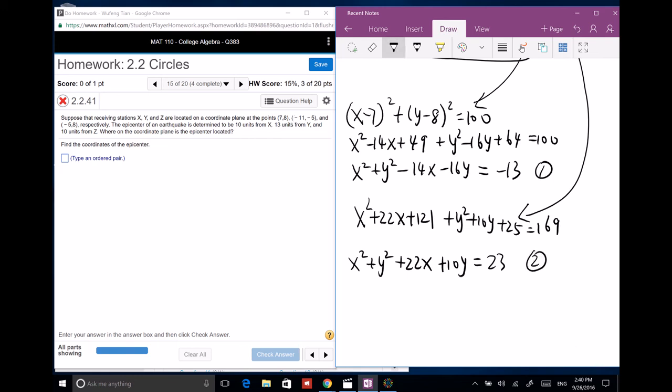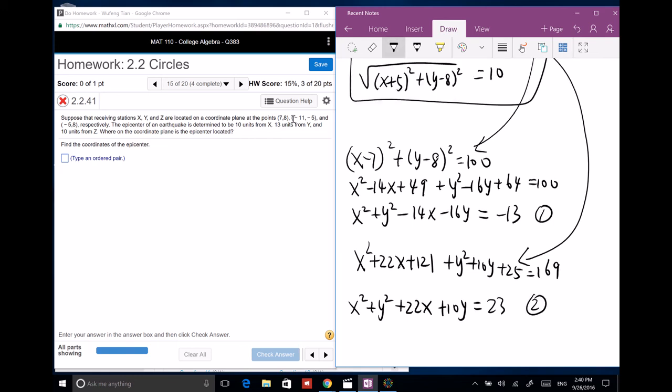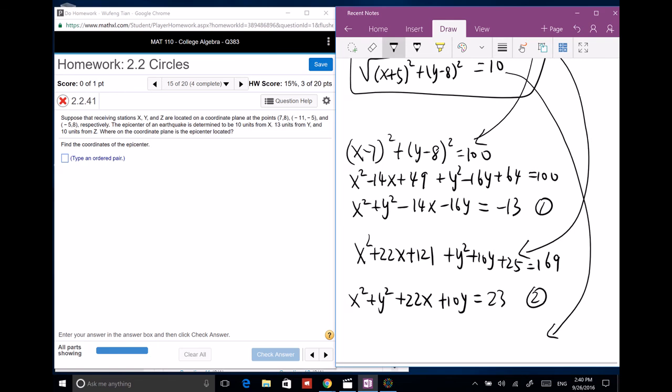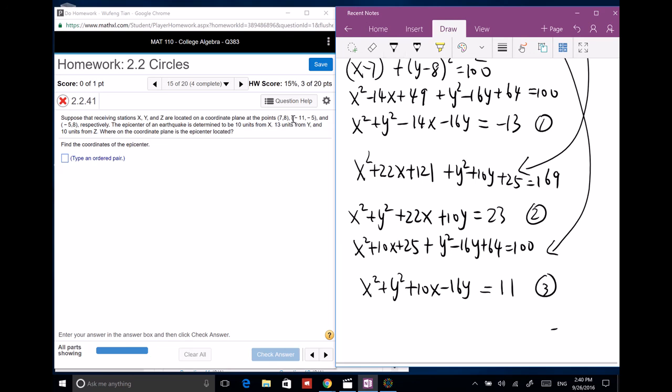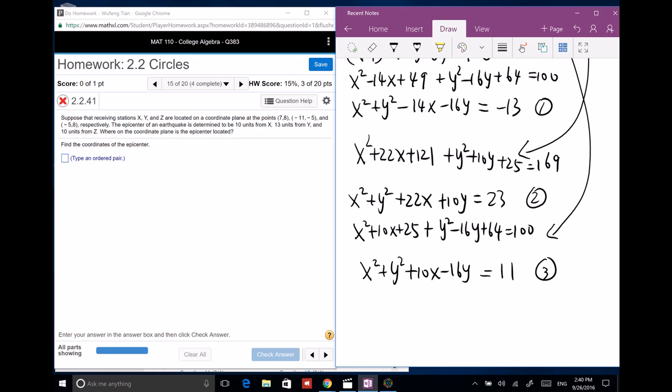Let's do the third equation. Square both sides, then FOIL. It's x squared plus 10x plus 25 plus y squared minus 16y plus 64 equals 100. So you get x squared plus y squared plus 10x minus 16y equals 100 minus 64, which is 36, minus 25, which is positive 11. This is equation 3.